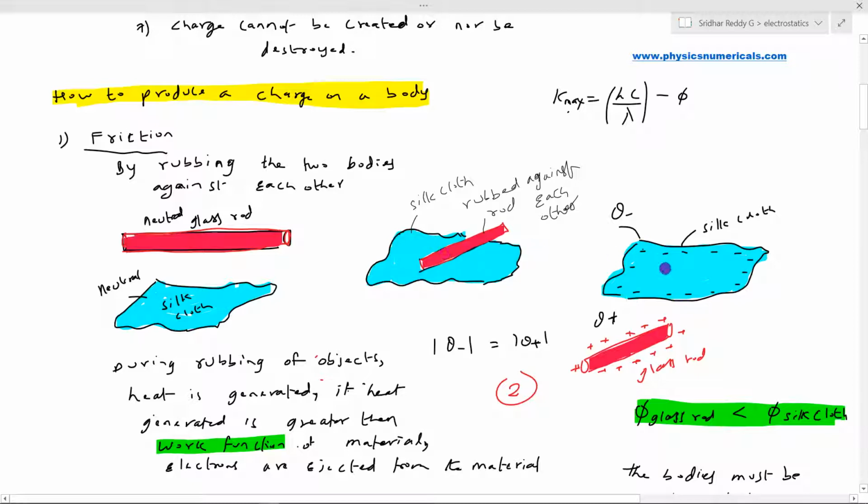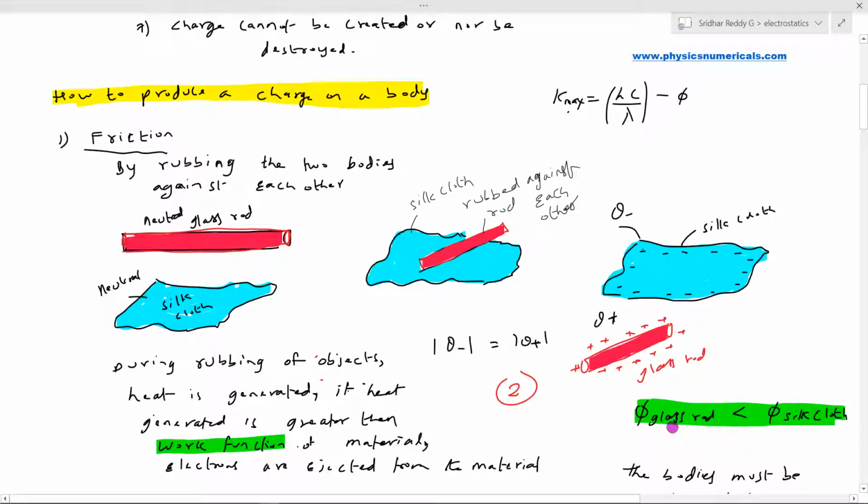And where do they settle? On the silk cloth. Okay, but our primary question was why the silk cloth has negative charge and why the glass rod has positive charge. Why can't it be either way? Let the silk cloth be positively charged, and why can't the glass rod be negatively charged? Yes, I do have the answer.